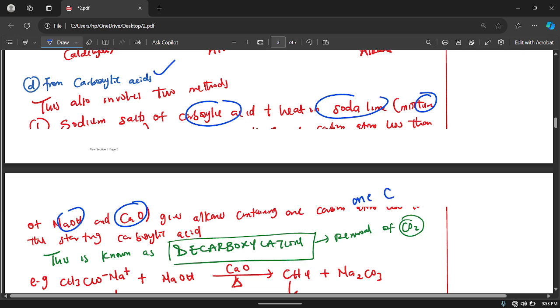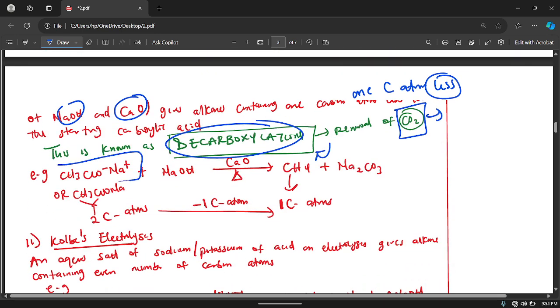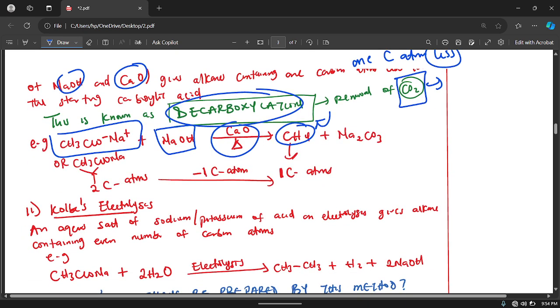It's going to give an alkane containing one carbon atom less. That is, we are removing just a CO2 group. So the removal of the CO2 group here is what we call decarboxylation. This occurs when you have CH3COONa with NaOH and CaO, so it goes to your CH4. You get that because now you have two carbon atoms. If you remove one from it, it gives you just one carbon atom, which is your methane in this case.